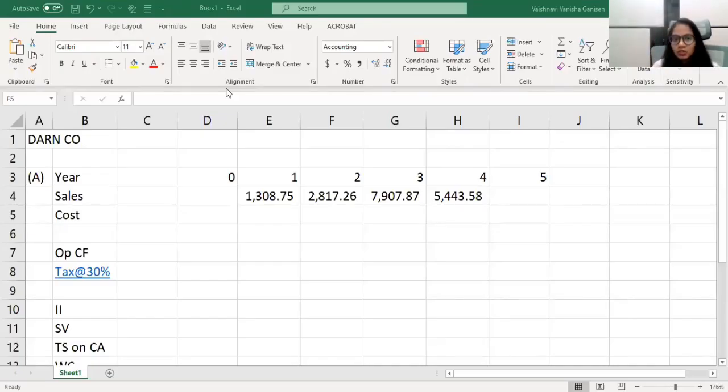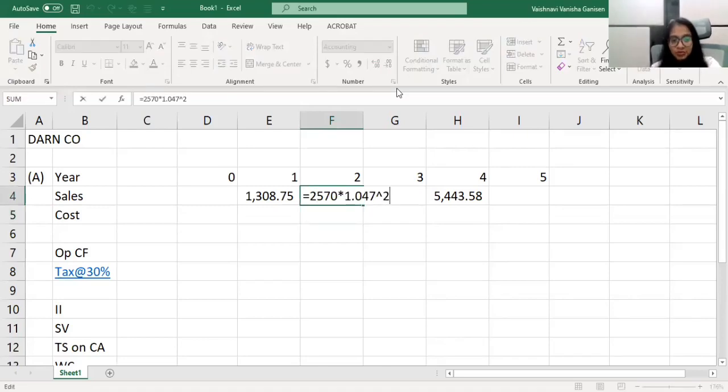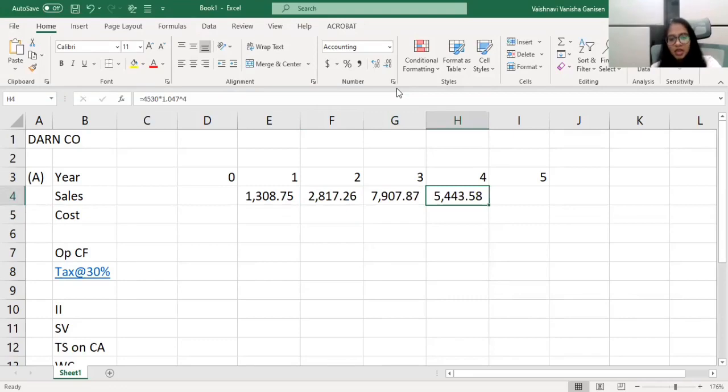What you do is you take 2570, you multiply by 1.047 to the power of 2. The reason is because the information that was given to you is a year 0 information that did not include inflation at all. So your job is to include inflation in the calculation. Are you all okay? So that is why you do to the power of 2, to the power of 3, and to the power of 4.